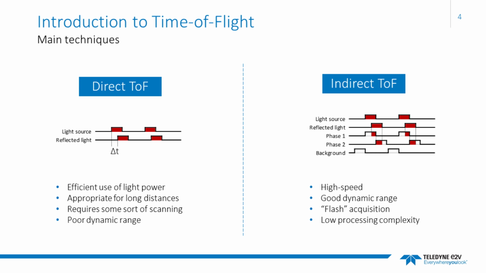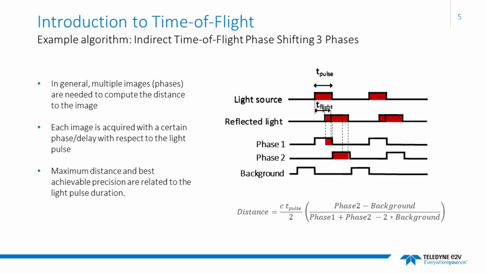Obviously, both techniques have pros and cons, but among others, we can say that the direct time of flight is appropriate for long distances, but requires a sort of scanning and has a poor dynamic, while indirect time of flight does a flash acquisition of the whole scene with a good dynamic and allows lower processing complexity. We will now focus on indirect time of flight.